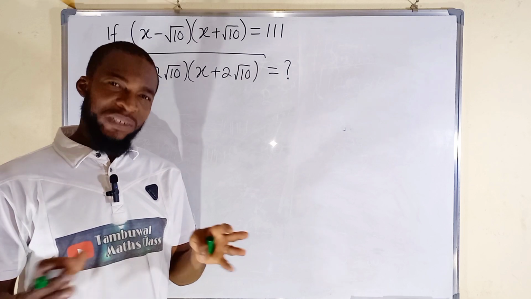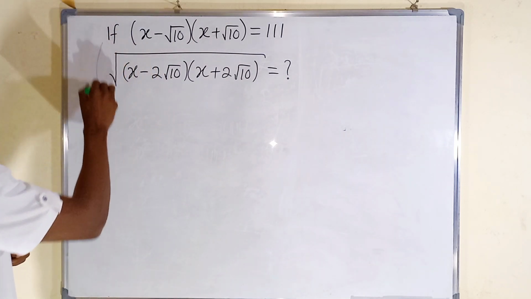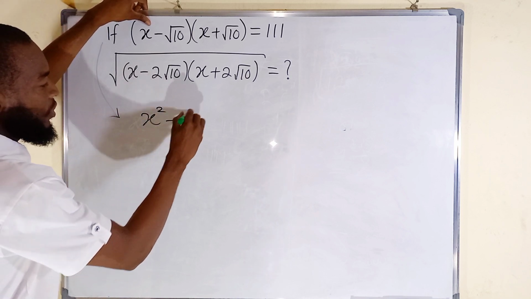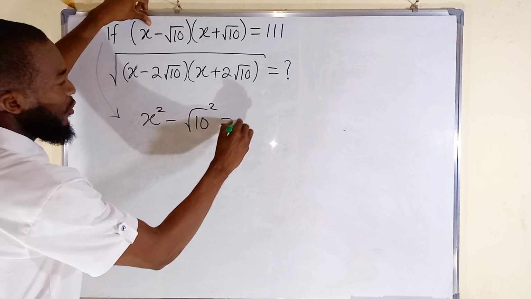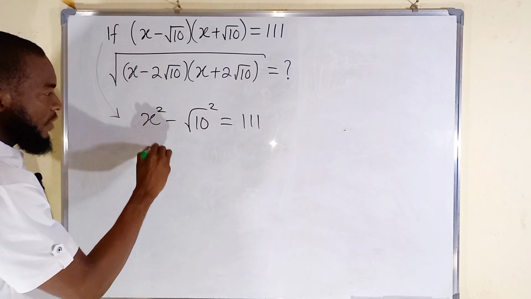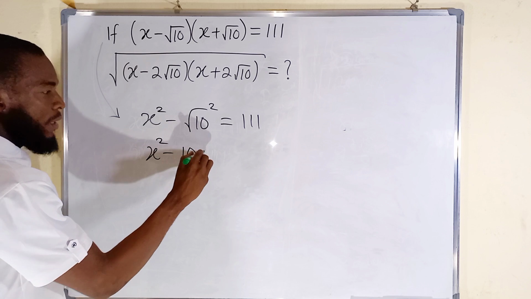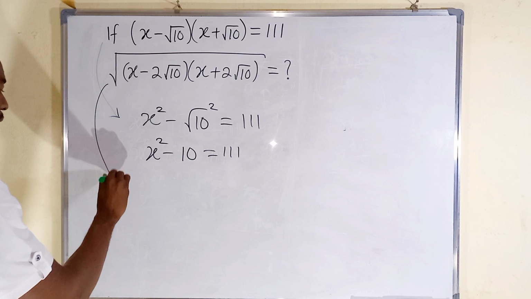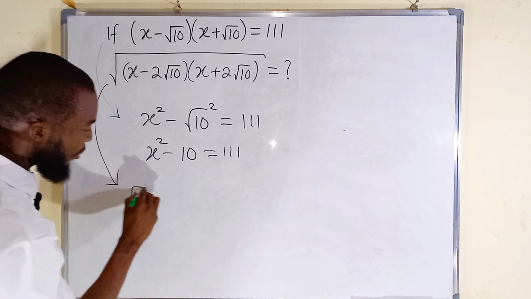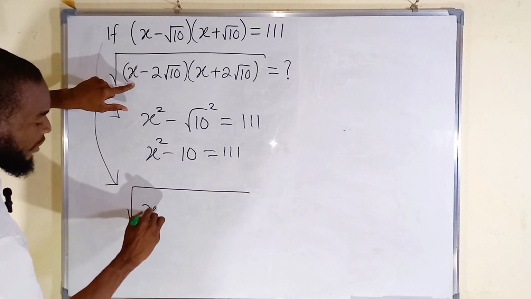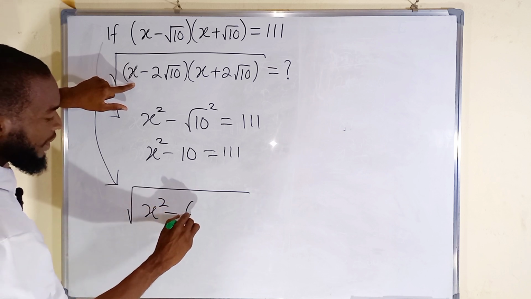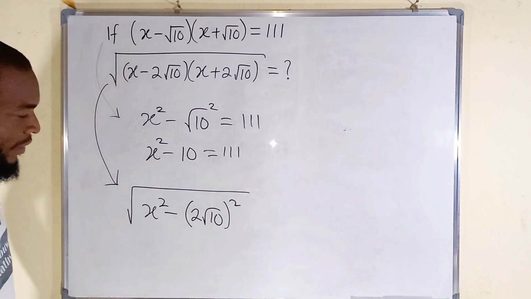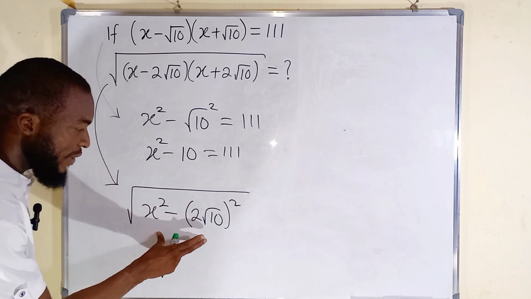Okay, now let us look at the Olympiad standard. Let me start with the first equation. Difference of two squares: x squared minus root 10 also squared. This is equal to 111. x squared minus 10, right, equal to 111. So let's stop here. But the expression we need can also be written as the square root of what? x squared minus 2 root 10 also squared, isn't it? This is what we need to evaluate.